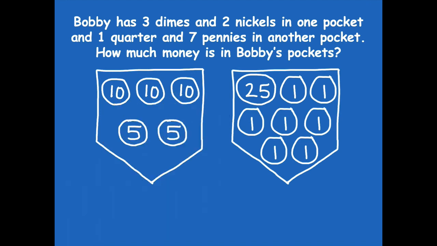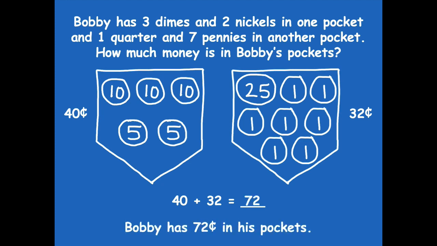All right, friends, pause if you need more time. So in my first pocket, I have 3 dimes, which is 30 cents, plus 5 is 35, plus 5 more is 40. So here's 40 cents. My second pocket, I have 25 plus 7, which is 32 cents. So my number sentence would be 40 plus 32 equals, and then you got to answer it and solve it. So friends, what's 40 plus 32? Yeah, it's 72. And my statement is Bobby has 72 cents in his pocket.